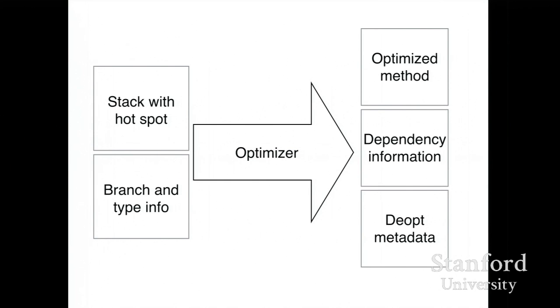Okay. So the overall optimizer architecture works as follows. It's implemented fully in Smalltalk. It takes as input a stack, which is a reified stack in the Smalltalk language, where a hotspot has been detected, and it takes as input the branch and type information that has been gathered from the inline caches and the counters from the virtual machine. What the optimizer does is generate an optimized bytecoded method, but also dependency information.